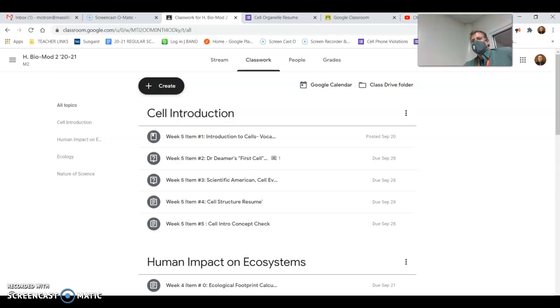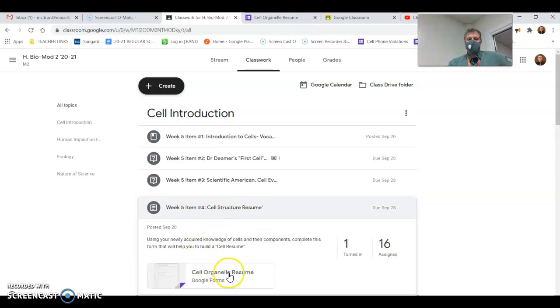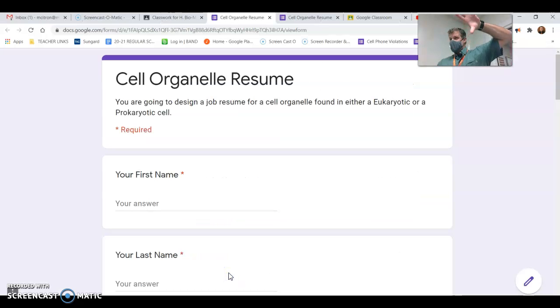Well, hey guys, we're going to do a little mini lesson on the cell structure resume. If you don't know what a resume is, it's a paper form that you put together when you apply for a job. Everyone at some point will apply for a job. They don't just give them to you. And so if you're applying for a high level job, you're going to put together your own resume. You'll show your experiences, your contact information.